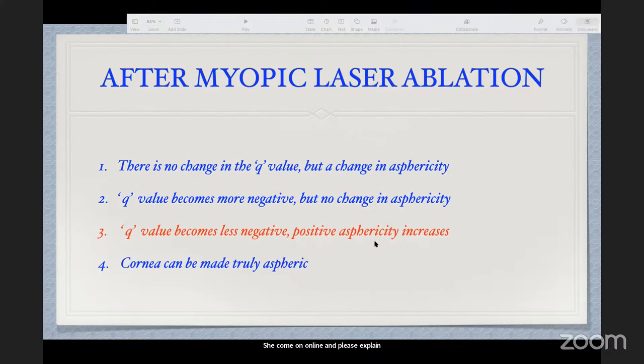Because we are decreasing the steepness of the cornea in myopic laser ablation to correct it, the Q value becomes less negative, more towards positive. Why does the positive asphericity increase? The periphery of the cornea refracts the rays more. The cornea is already positively aspheric, and you have flattened the center. So the relative difference between the center and the periphery increases, and the cornea becomes highly positively aspheric.